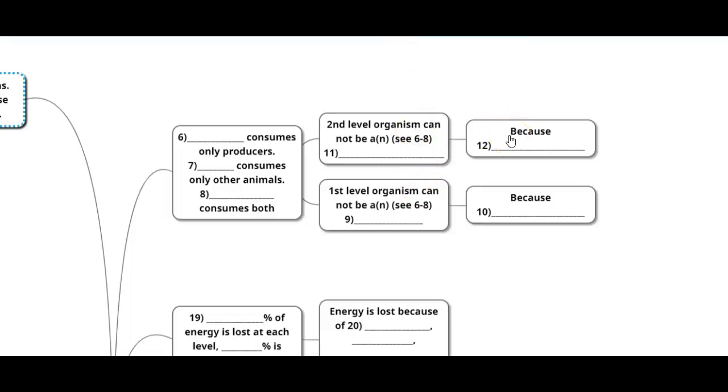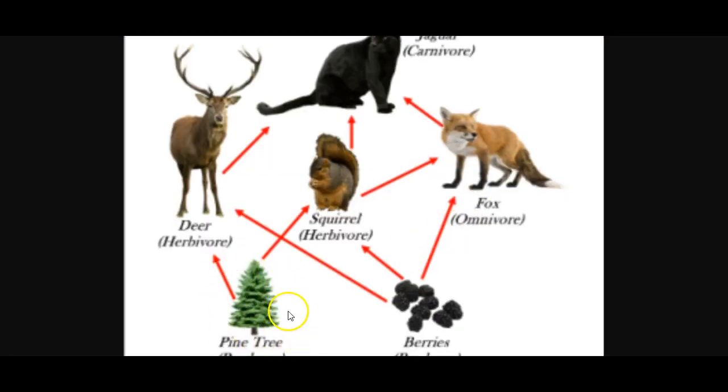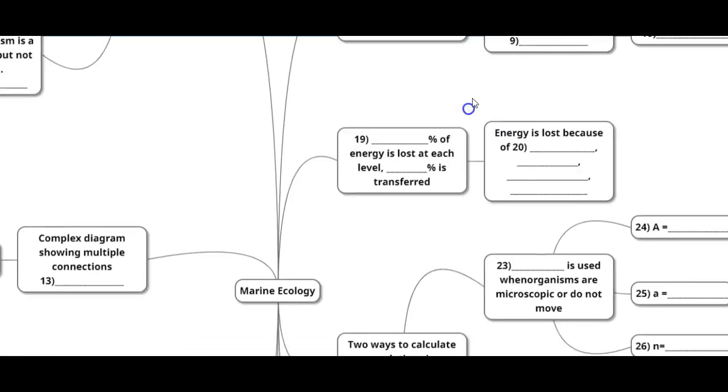Why? Why can a second level not be an herbivore? Because it's eating first level, and first levels are animals. Why can first level not be a carnivore? Because it's eating 0 level, or because it's eating producers. It's eating a photosynthetic or an autotroph of some kind. So it cannot be a carnivore.